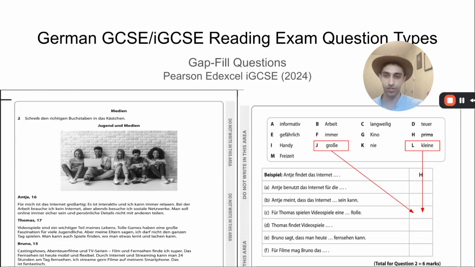So just to show you again, using the grammar, we can identify that the answer for C must be either J, große, or L, kleine. And then you can use the text to find out which of those is actually the correct answer.